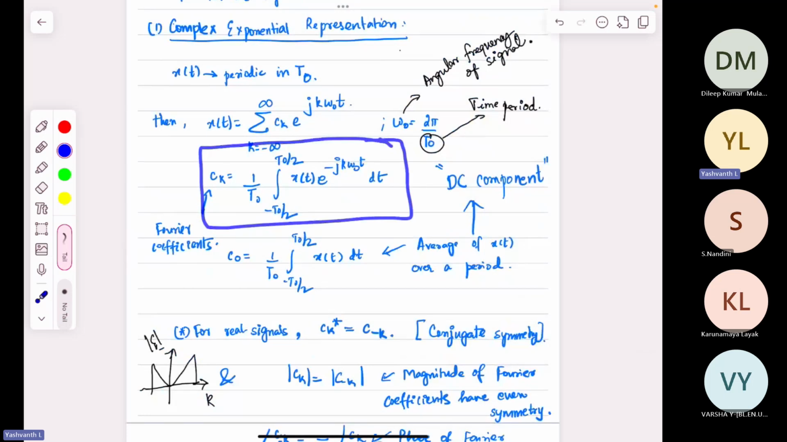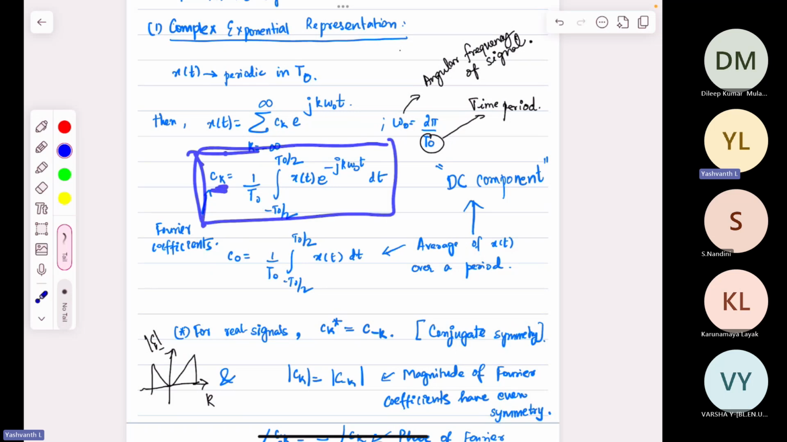You need to use the actual definition of ck. ck is equal to 1 by T naught times the integral from minus T naught by 2 to plus T naught by 2 of x(t) e^(-jkω0t) dt. You need to use this for every value of k, compute this integral, and find ck for all values of k. That is how you should actually do it.